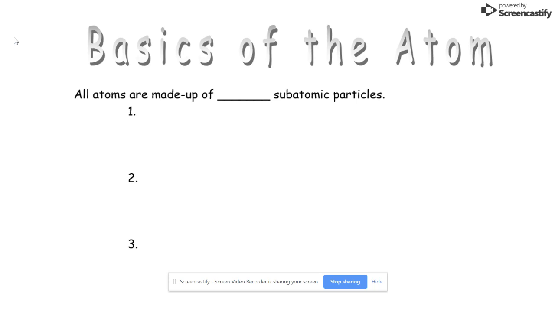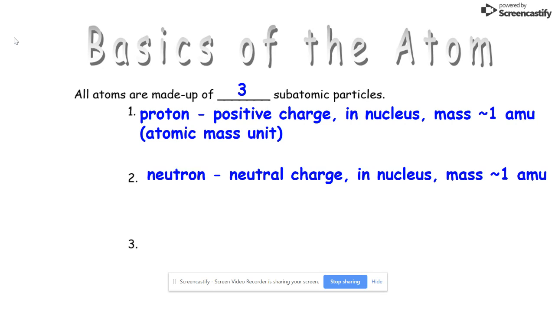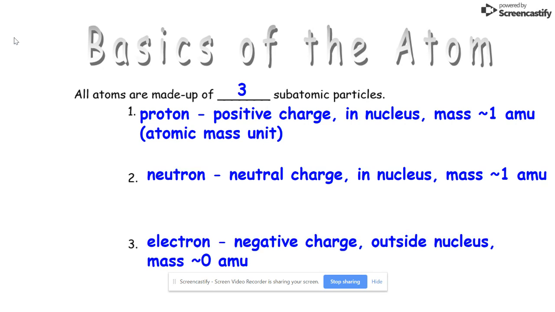Hey everybody. So on Friday we started talking about the basics of the atom. And remember, we said that atoms are made up of three subatomic particles: protons, neutrons, and electrons. Protons are positive, they're in the nucleus, and they have a mass of about 1 AMU. Neutrons were neutral, but in the nucleus, and they also had a mass of about 1 AMU. And then we had electrons, which were the negative charges in an atom.